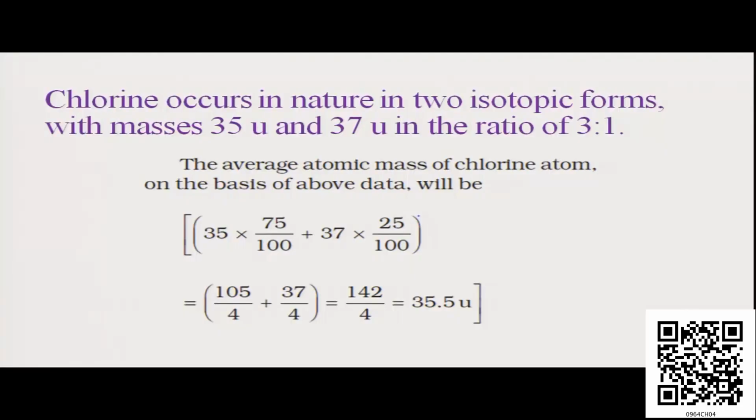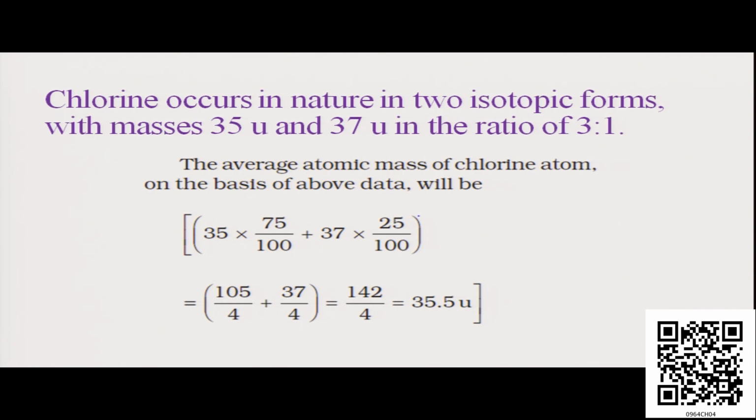Let's look at that. As you know, chlorine occurs in nature in two isotopic forms with mass number 35 and mass number 37, and they are available in the ratio of 3:1. So, how to calculate the average atomic mass of chlorine atom based on this data?